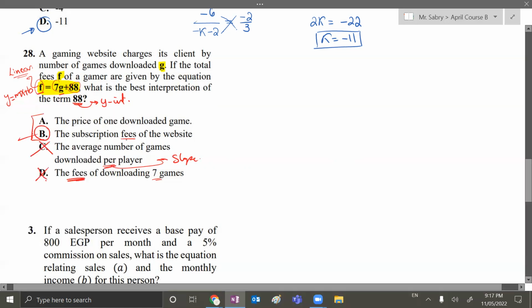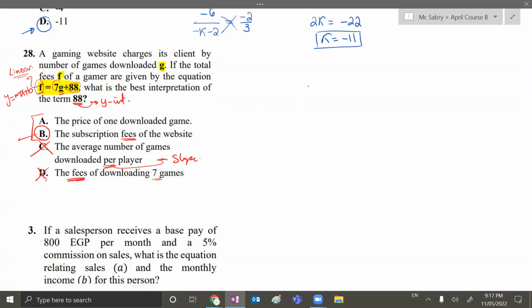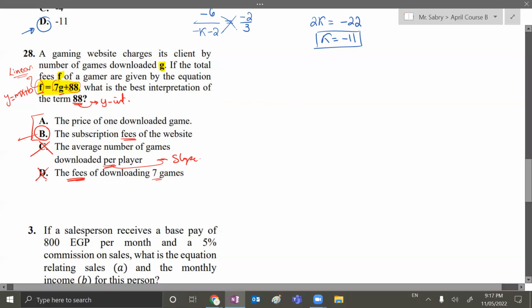Why? Because this is the thing that's only paid once. That's the thing that you just need to pay at the very beginning one time. The subscription fee that you pay for the website, and then other than that, you pay a specific amount for each game you download. The amount that you pay for each game is the 7, while the 88 is the amount you pay for the membership each month. Does that make sense? Are we all clear?